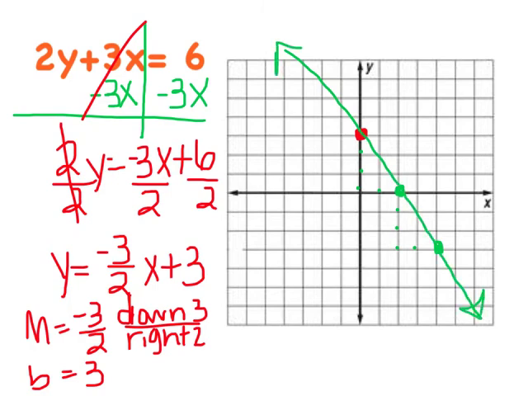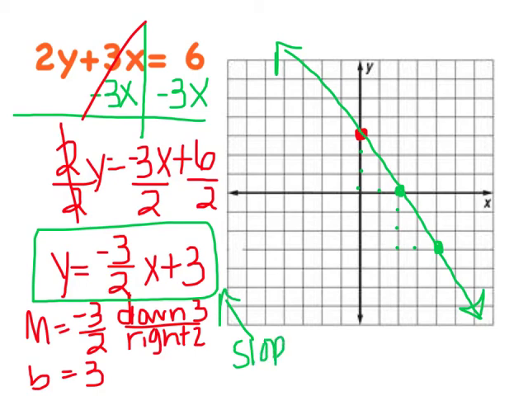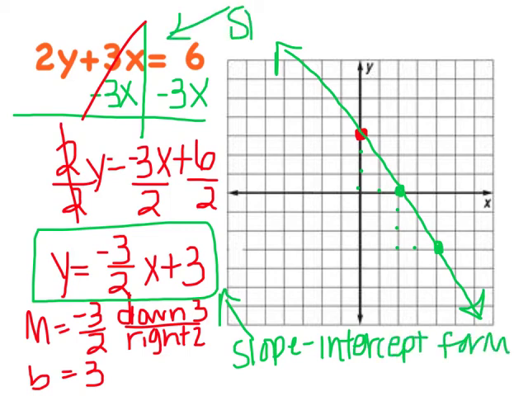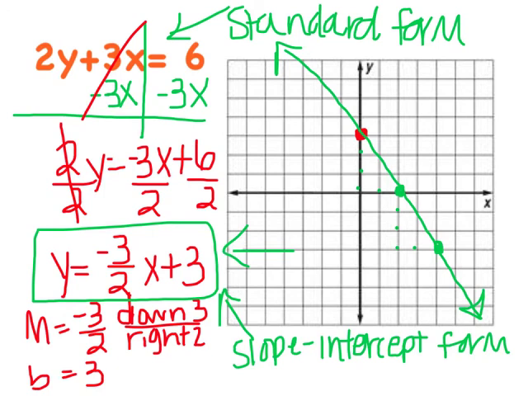And that would be my line. This right here is slope-intercept form, and this is standard form. So when it's given in standard form, you have to put it in slope-intercept form like we did right here, and then find the slope and the y-intercept, graph the y-intercept first, and then graph your slope from there.